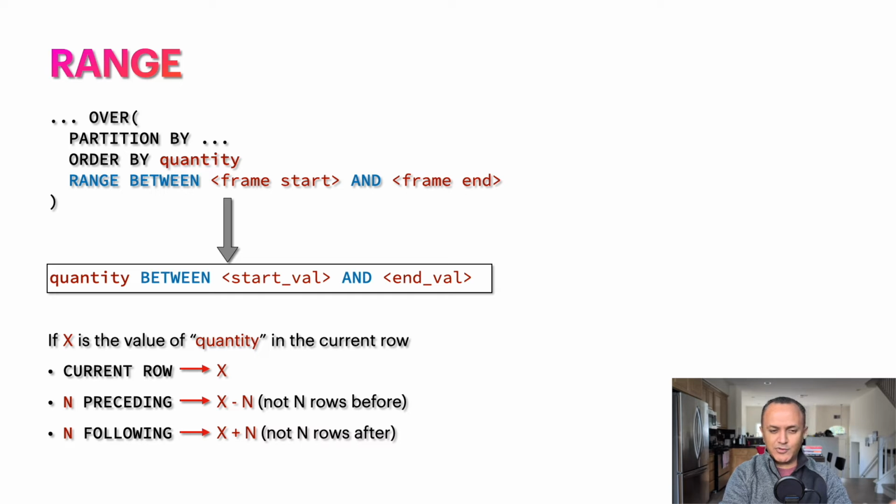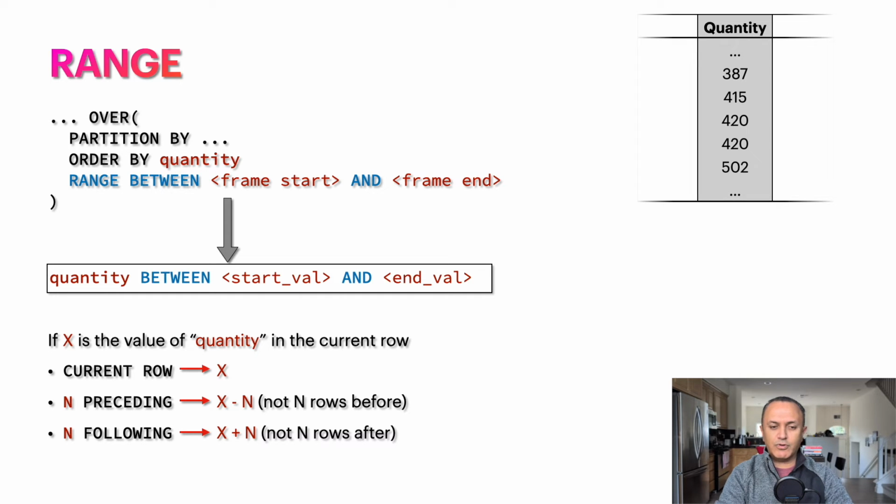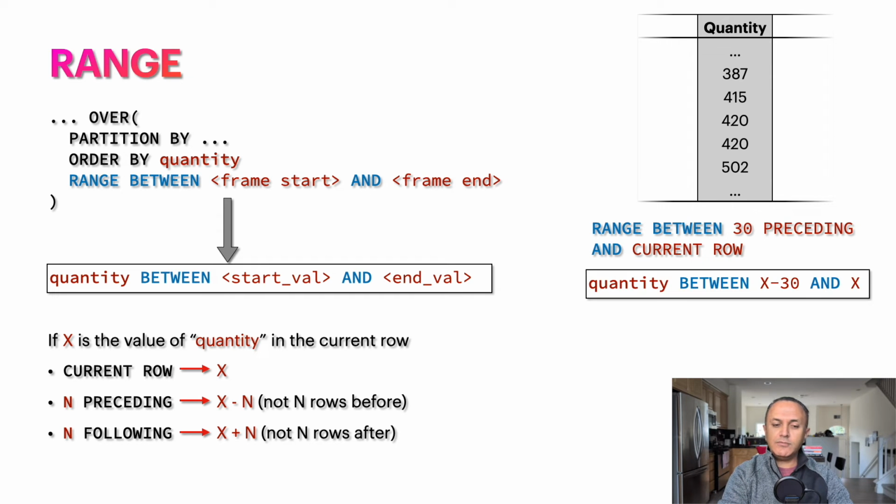Let's take an example again to solidify this understanding and see how it works. Suppose this is the quantity column that we have, it's ordered, and this is the partition that we're working with. Now let's say we specified the frame as range between 30 preceding and current row. Again, this translates into the condition quantity between x minus 30 and x. x minus 30 because we said 30 preceding, and x because we said current row. So anything between these two values is included.